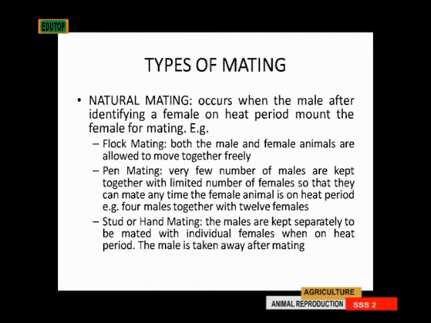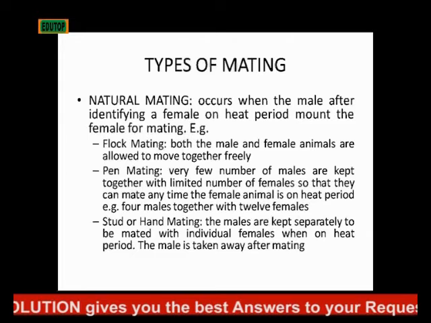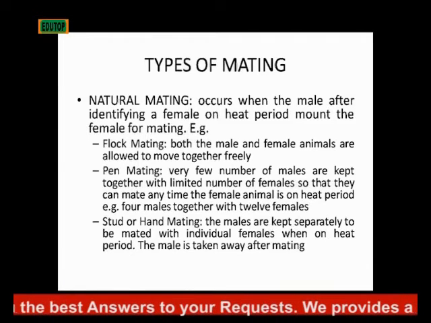Then the third kind of natural mating is the stud or the hand mating. In this case, the males are kept separately to be mated with an individual female when on heat. So once that is over, the male is taken away. That is what's called hand mating or stud mating.